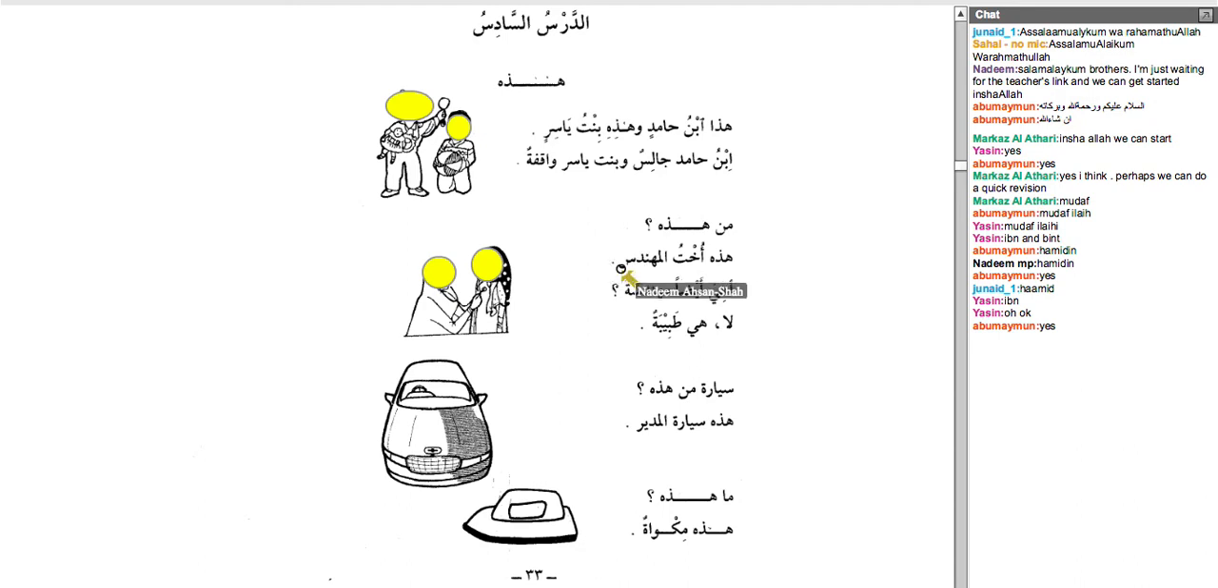Why only one Kasra, not two Kasras? Whereas Hamidin, two kasras, Yasirin, two kasras. Why only, if I'm reading one kasra here, Ukhtul Muhandisi? Yes Yasin, yes Junaid, absolutely, because of Alif Lam. So it originally only had one Dhamma. So that one Dhamma becomes one kasra. Hadihi Ukhtul Muhandisi. And Al-Muhandisu, this is a new word, which means engineer. Al-Muhandis means engineer.